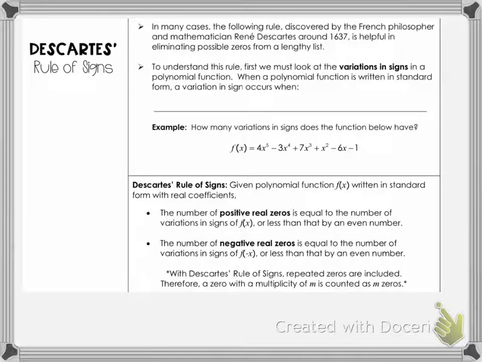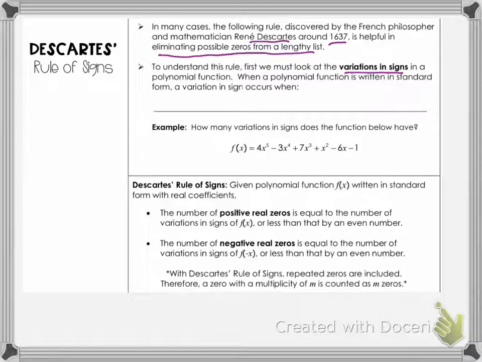Okay, so it was Descartes, René Descartes, that's how you say it. It's a French guy, so it's Descartes right here. He was a French philosopher and mathematician, and he discovered this in 1637, and it helps eliminate possible zeros from the lengthy list. But to understand how to do this, we've got to look at the variation in signs in a polynomial function.